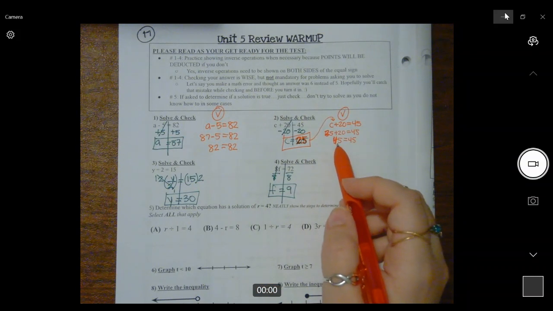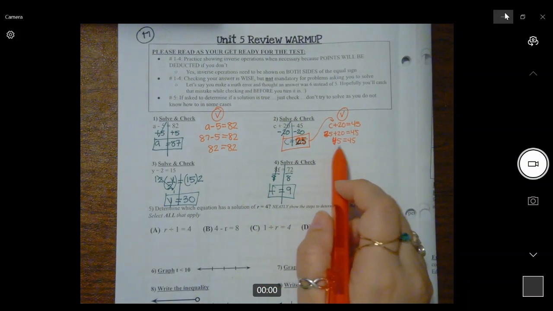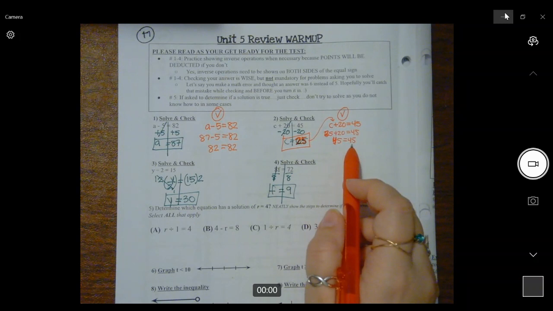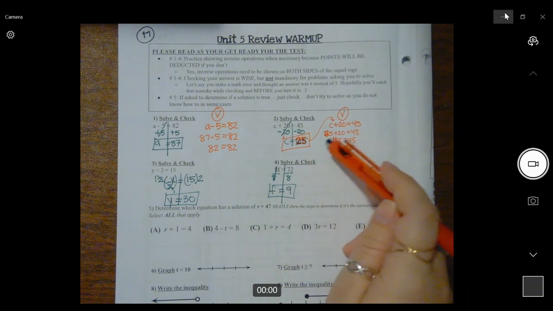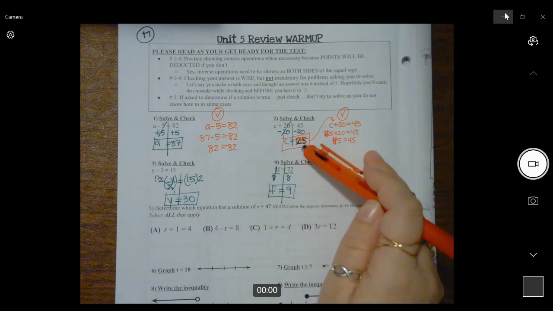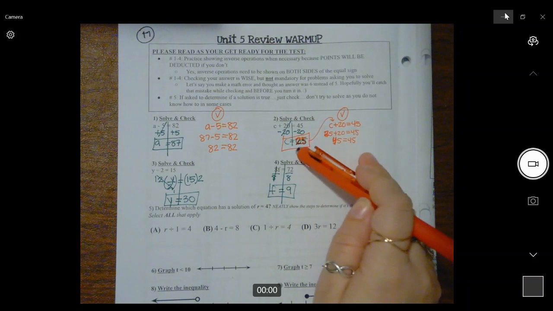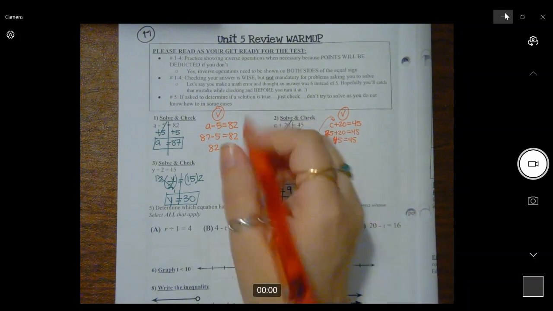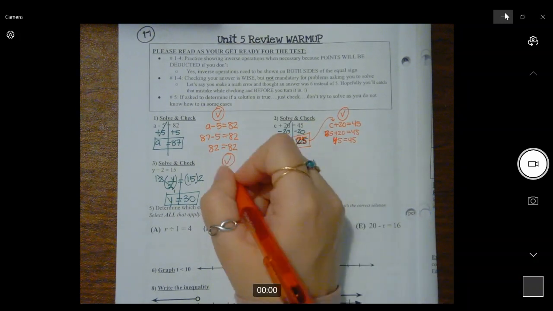But if when you checked it here, remember how we accidentally got 85 is equal to 45, and we're like, wait, that's not right. So we wanted to erase our work and go back and retry it and catch our mistake, and then change the answer to actually 25. Okay, then you'd move on and check this one.